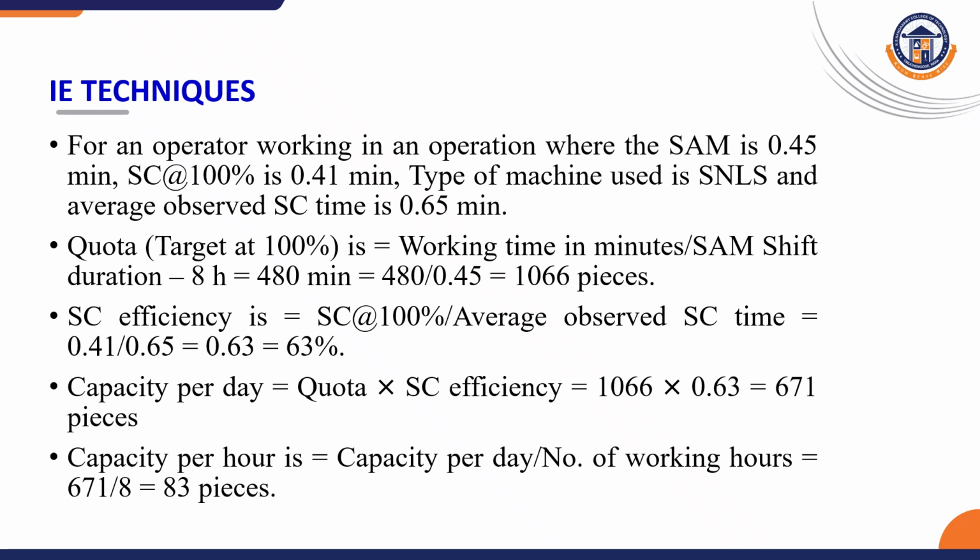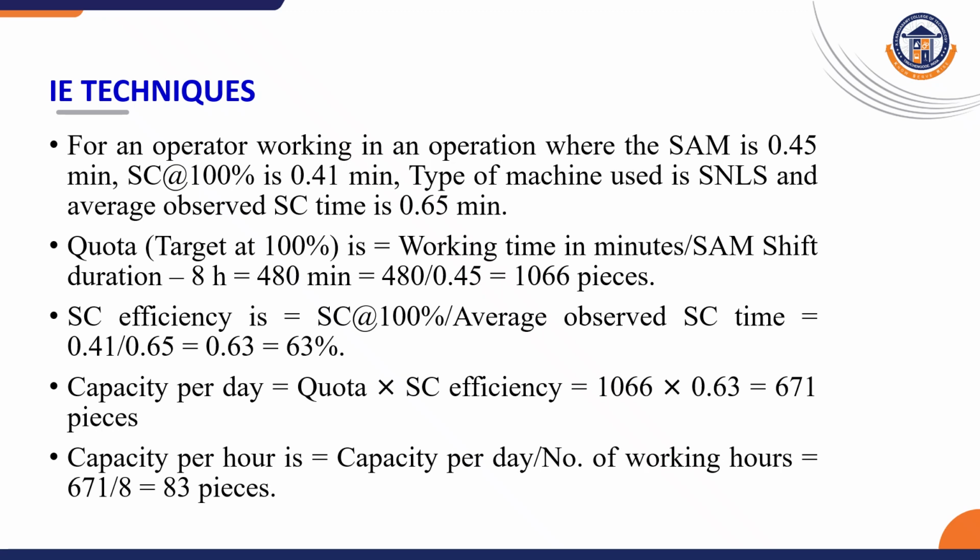Then the quota, the target at 100%: working time in minutes divided by SAM. The shift duration, that is, working time is 8 hours, into 60 is 480 minutes, divided by the SAM, that is standard allowed minutes, 0.45. So the capacity is 1066 pieces. That is the capacity for 8 hours.